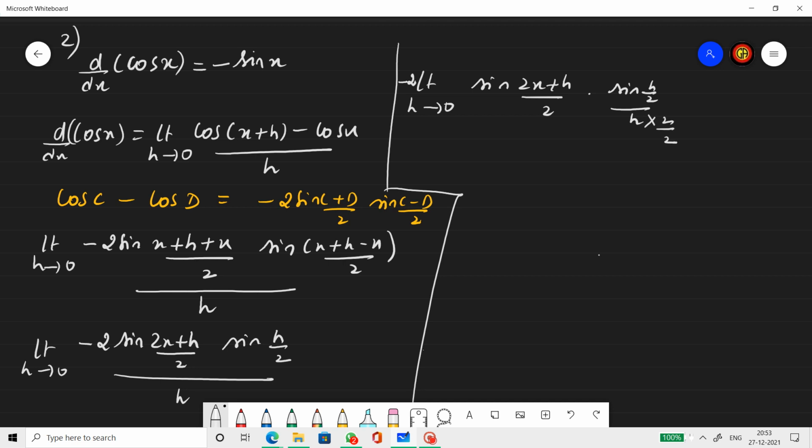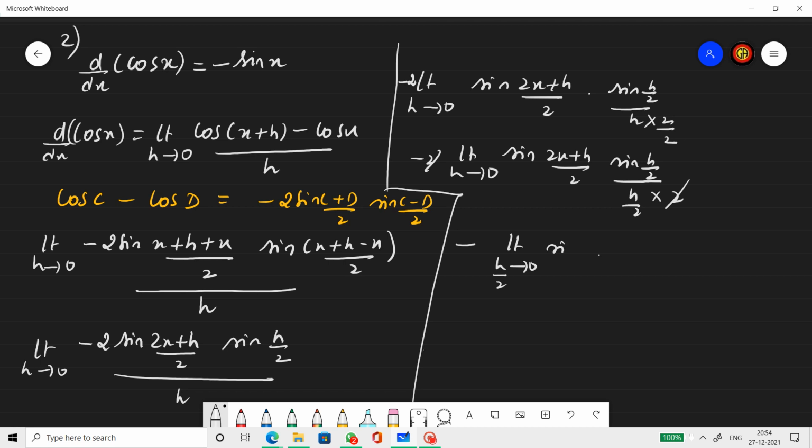In order to apply this, the minus 2 stays out here. So limit h tending to 0 sine 2x plus h by 2 into sine h by 2 by h by 2, and then an into 2 here, so the 2 and minus 2 will get cancelled. So minus limit h tending to 0, h by 2 tending to 0, sine h by 2 by h by 2 is 1, remaining is limit h tending to 0 sine 2x plus h by 2.